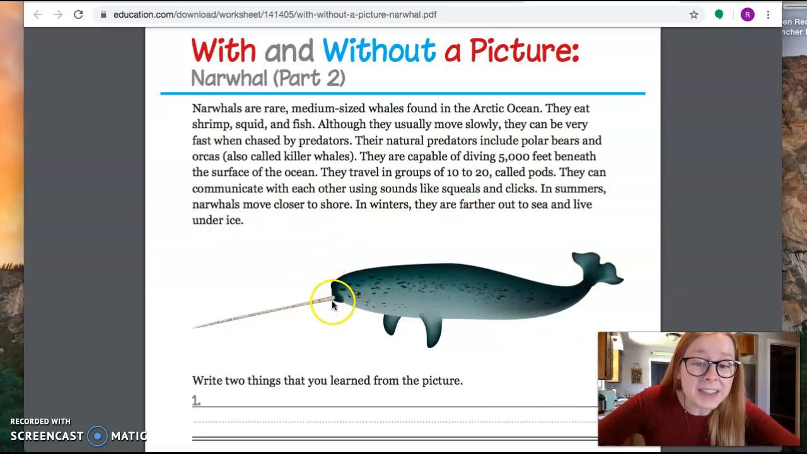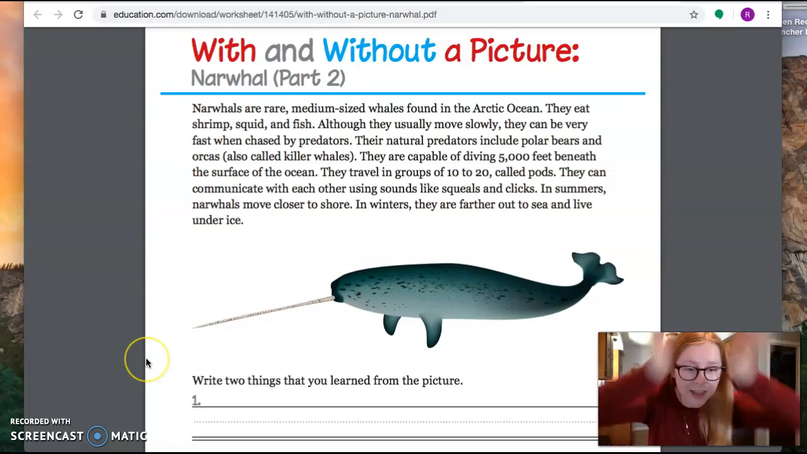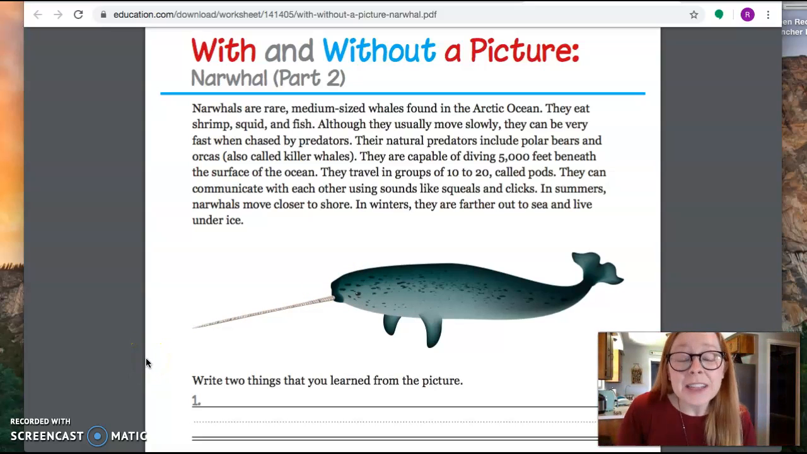Okay, so one thing they did not talk about right here is what on the front of their body. They have a big what? Kind of like a unicorn horn, right? So that's actually a tooth. I learned that when I watch a lot of Planet Earth and Blue Planet, and one of those nature shows were talking about narwhals and how that's just a really long tooth, and they actually don't know why narwhals have it. So what else did we learn from this picture?